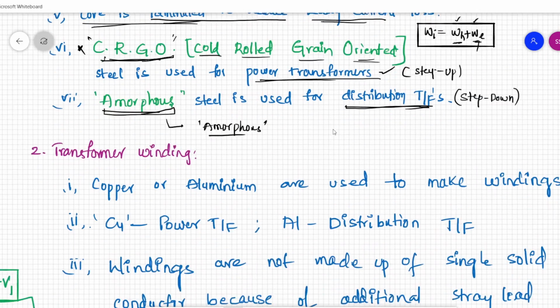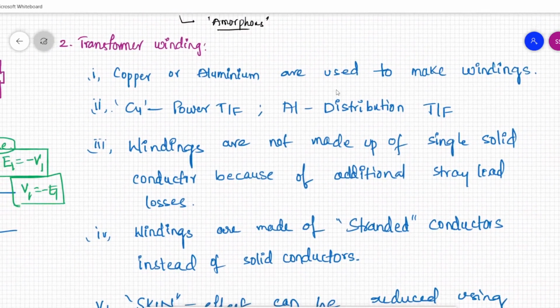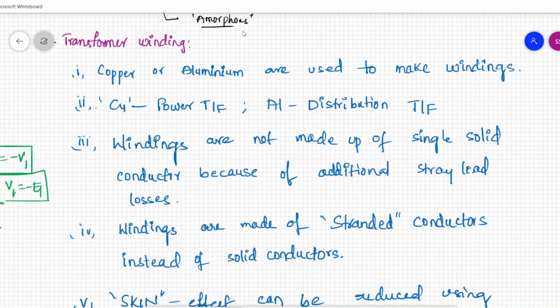Now let us move to the second part in a transformer, that is the transformer winding. We know there will be two windings, primary and secondary. Winding is nothing but a conductor, a conductor that allows current to flow through it. Generally copper or aluminum are used as conductors. For power transformers, copper is used, or aluminum is used for distribution transformers.